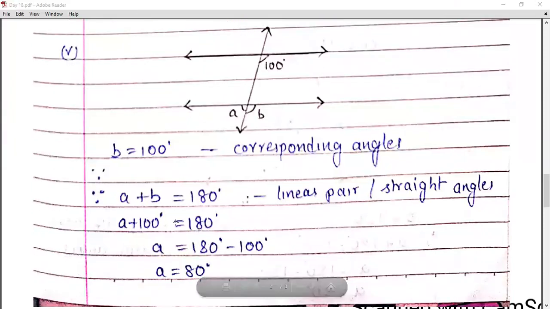Part 5, B and 100 degree are corresponding angles. Hence B is equals to 100 degree. Now you can see A and B, these both angles form a linear pair.